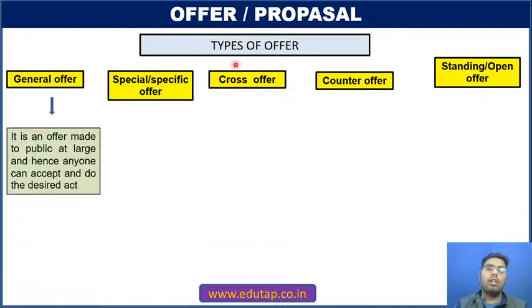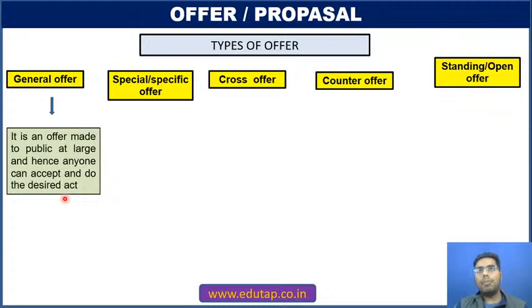When I talk about general offer, offer and proposal are one and the same thing. General offer means it is an offer made to the public at large and hence anyone can accept and do the desired act. You might have read on railway stations or on bus stands about missing persons. Something is written on the newspapers or on the pamphlets in the railway stations that this person is missing. If you find this particular person, contact us and we shall be paying you 1 lakh rupees. So this is a general offer.